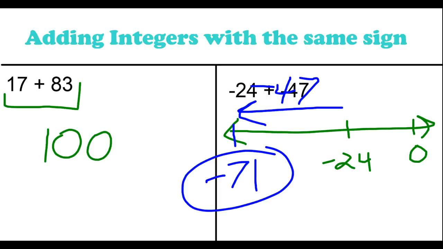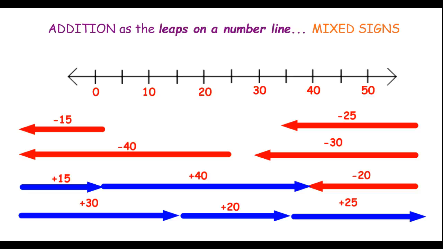So now let's take a look at what happens if we have a positive and a negative number that we're adding together. In this case, we have what we call mixed signs, or different signs. And as you can see with the red bars and the blue bars, the positive numbers move to the right, the negative numbers move to the left. So let's take a look first at a problem like 45 plus negative 20.